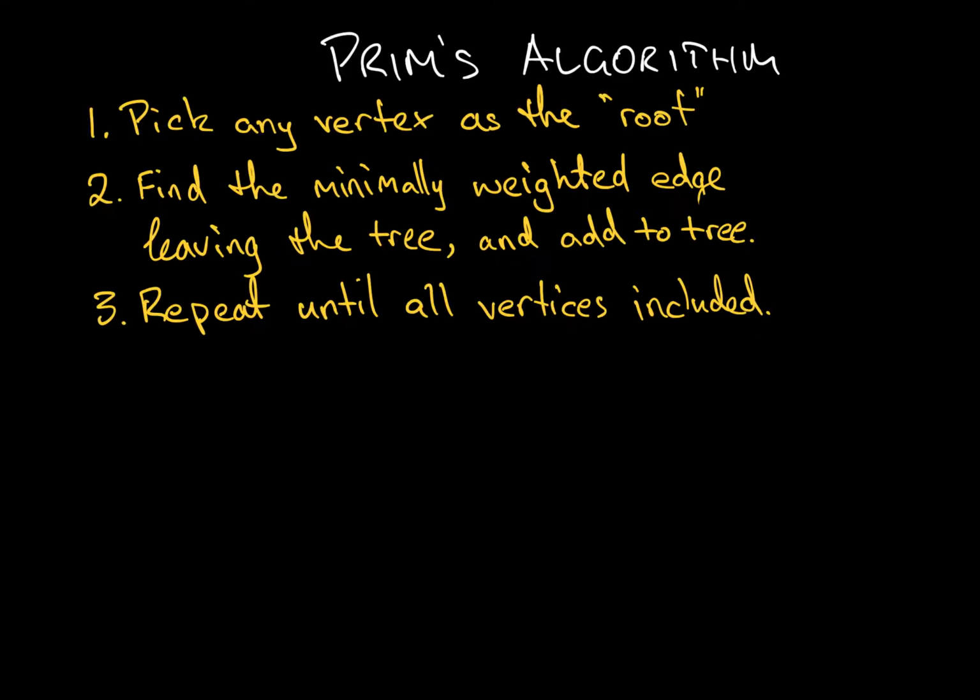So there we have an example of Prim's algorithm for finding a minimally spanning tree for a connected weighted graph. Just to recap, we pick any vertex as the root and then find the minimally weighted edge that leaves that root. And then we repeat that until we've included all vertices in our tree. So in other words, finding the minimally weighted edges leaving the tree as it exists, and continuing until all vertices are included in our tree.